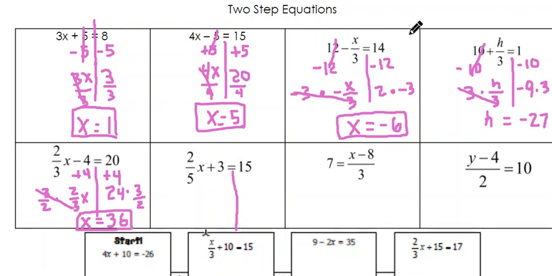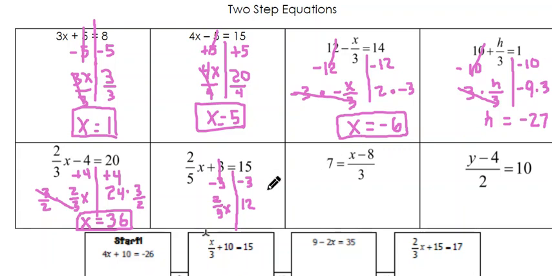All right, my next equation, I have 2/5 x plus 3 equals 15. So I want to get rid of that plus 3 because it's not next to my variable, it's not attached to my variable. And I do that by doing minus 3. And I get rid of that. I can do the same thing to the other side. So on my left side, I'm left with 2/5 x. And on my right side, 15 minus 3 gives me 12.